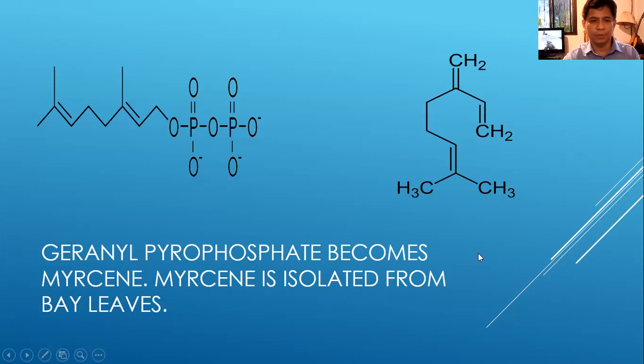Okay, so geranyl pyrophosphate becomes myrcene. Myrcene is isolated from bay leaves. Ano ba yung bay leaves? Sinong nagluluto? Yep, very good, Evita. That's laurel. So yung laurel, meron siyang myrcene. So this is myrcene. Okay. Bay is laurel.